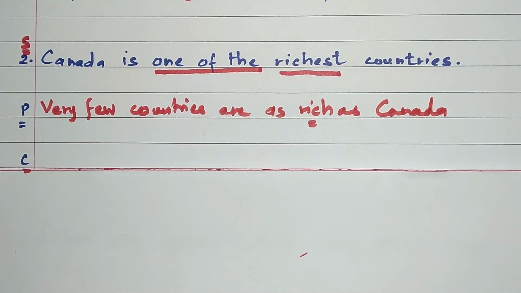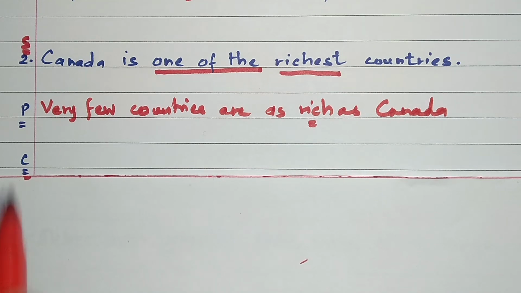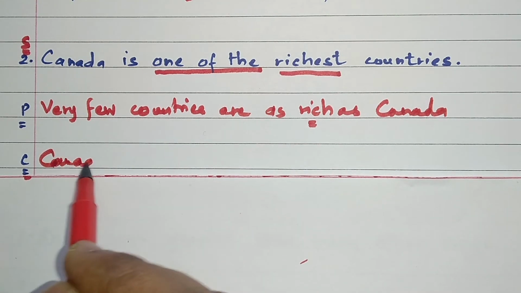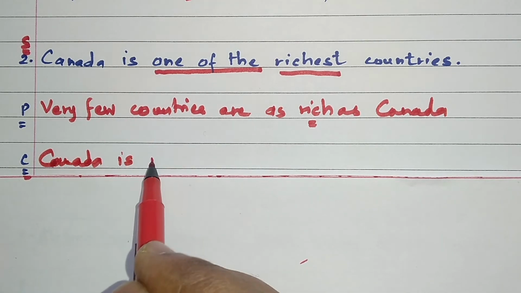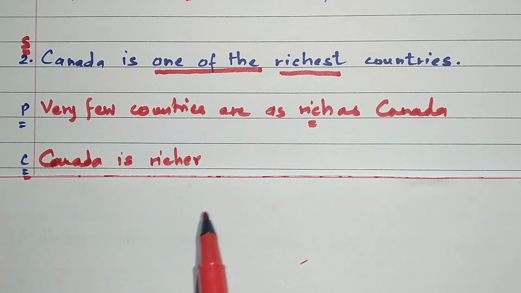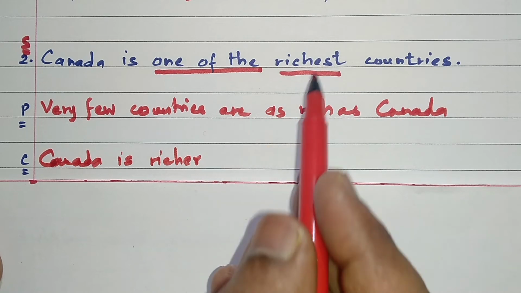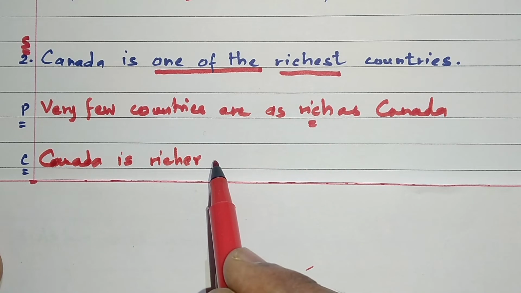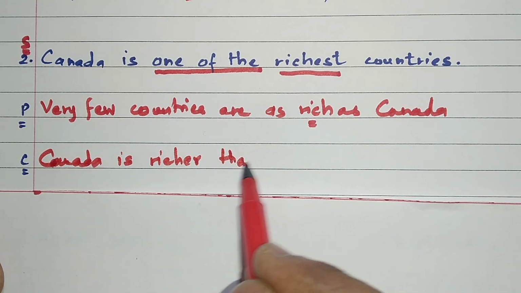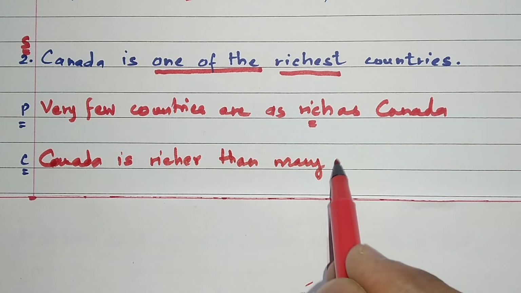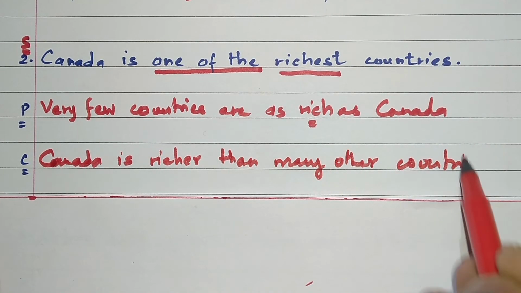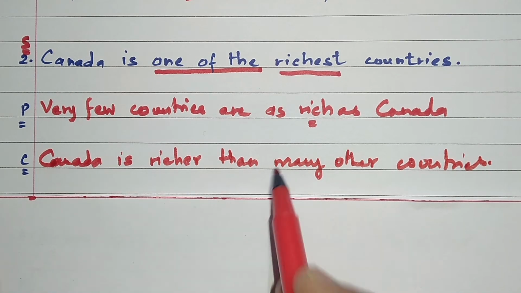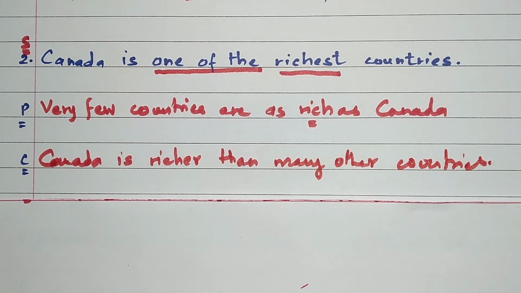Now let's frame the comparative degree sentence. Canada is, same verb is. Now we will use the comparative degree adjective, that is richer. Comparative degree of richest, that is richer than many other, noun, that is countries. So Canada is richer than many other countries. This is the comparative degree.